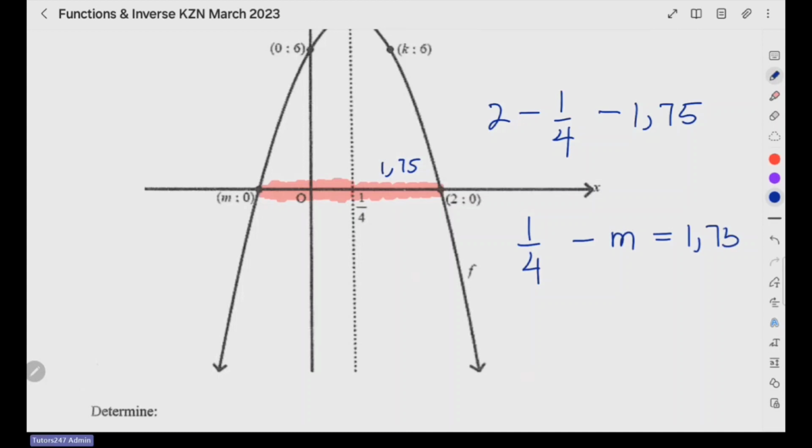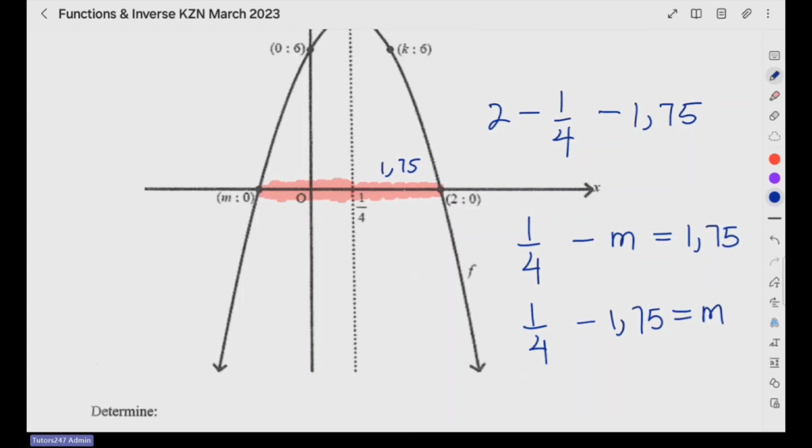All you can do is solve for m. So it'll be 1 over 4 minus 1.75, and we can move m to the other side. So 1 over 4 minus 1.75 gives me negative 3 over 2, so the exact same value.